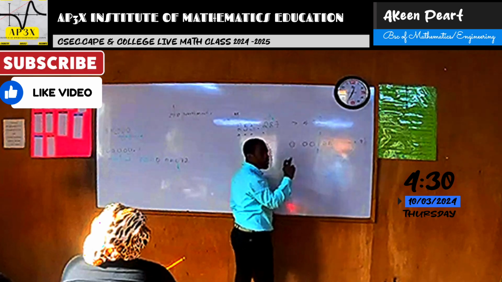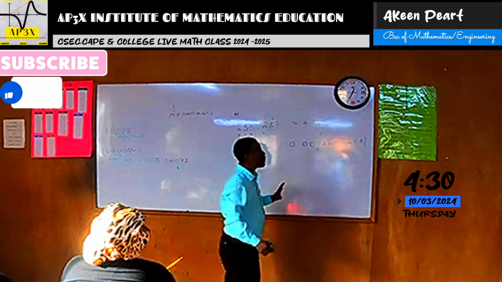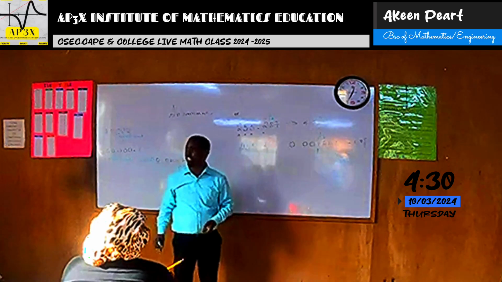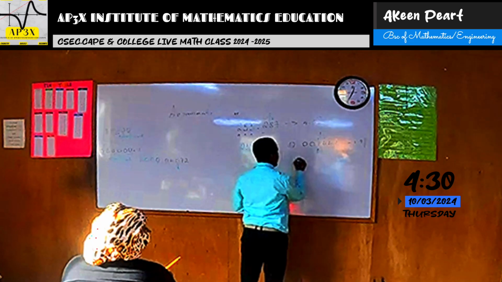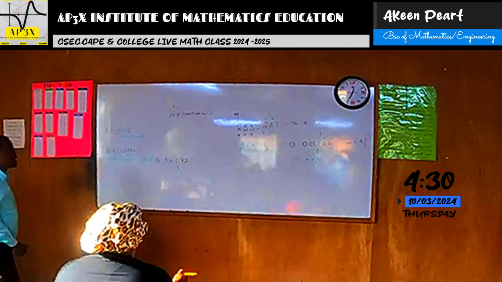But I need to determine, should I increase this by 1 or should I leave it as it is? I'll check the number that comes after that. That number is once again greater than 5. So I'll increase the 7 by 1, and so my final result is 0.008. Is it clear? It's clear.